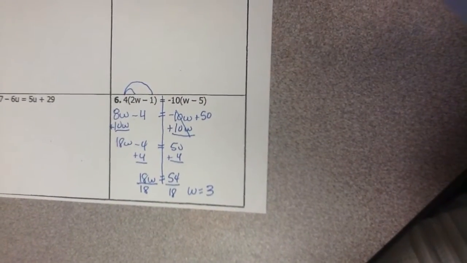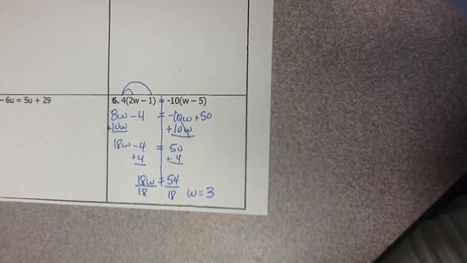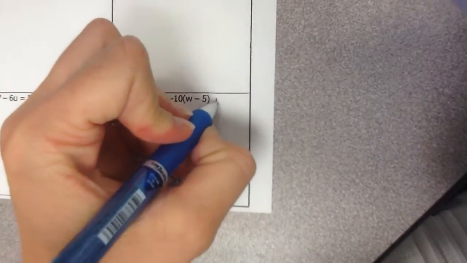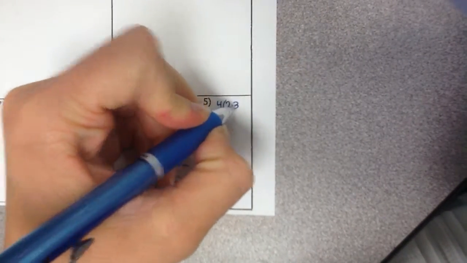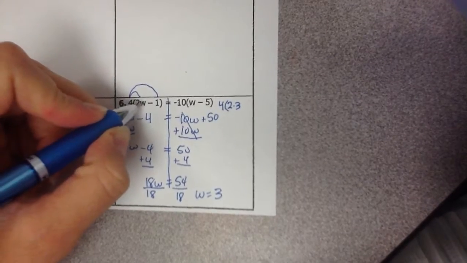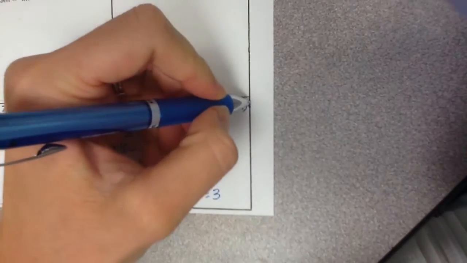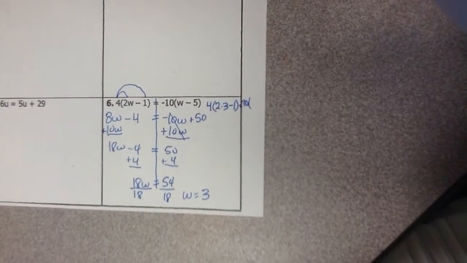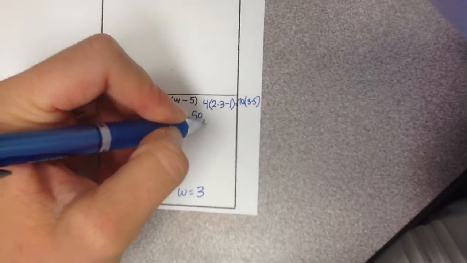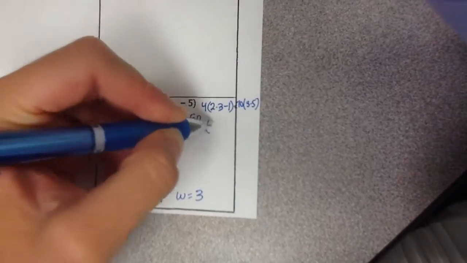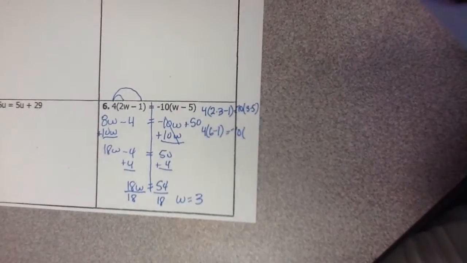Now, I didn't show you the check on the first one, and we don't have a ton of room on our paper here, so you're allowed to check on your calculator, but you do need to check to know that you're right. So 4 times 2w, w is 3, 2 times 3 minus 1 equals negative 10 times 3 minus 5. Have to kind of squeeze it in there. So 4 times 2 times 3 is 6, 6 minus 1 equals negative 10 times 3 minus 5.